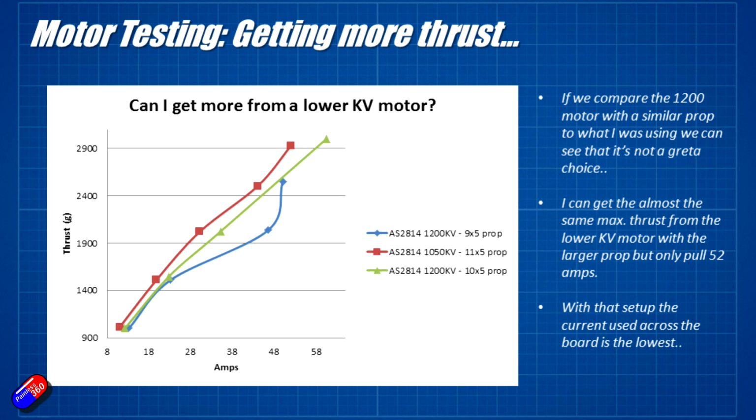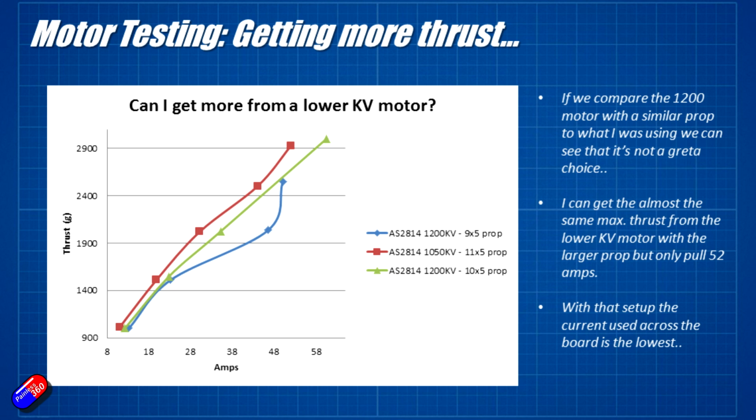That is the blue line, the one with the data points that look like little diamonds. You can see here that that is the one on the right. So it's consuming the most amps for the thrust that it's creating. If we compare that with the other two data points, with a lower kV motor, the 1050 kV motor we looked at at the start on an 11 by 5 inch prop, that actually does really well. That's really efficient. It's giving a really high level of thrust, and it's also doing it at the lowest amount of amps.